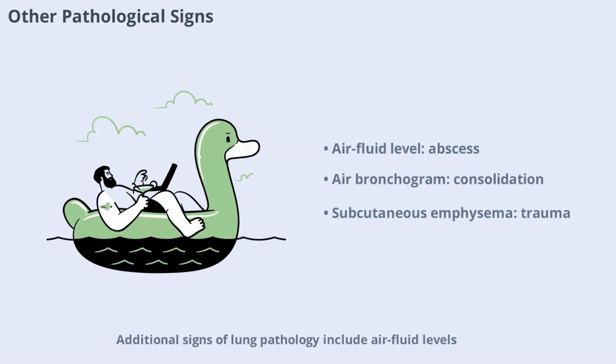Additional signs of lung pathology include air fluid levels, which suggest abscesses, and air bronchograms, where dark air-filled bronchi are visible against white consolidated lung tissue. Subcutaneous emphysema appears as small, dark pockets of air within the more opaque subcutaneous tissue, often after trauma or surgery. Recognizing these features can provide critical clues to underlying disease processes.